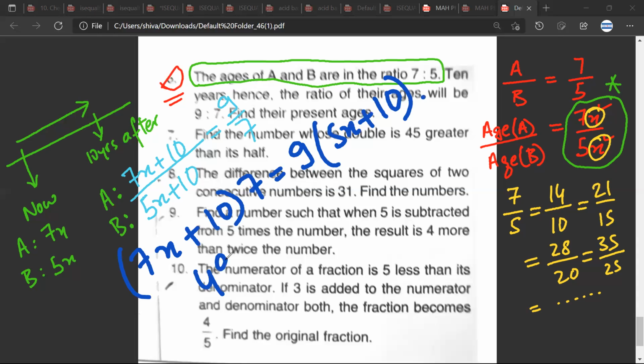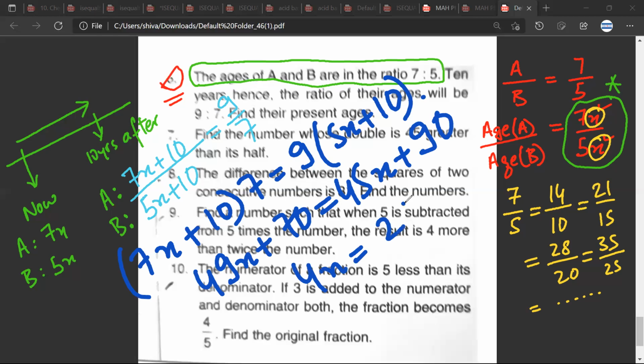So 7 times 7 is 49x plus 70 is equal to 45x plus 90. So this would be 4x is equal to 20 and x is equal to 5. Have you understood? Sarthak, have you understood? Yes, sir.